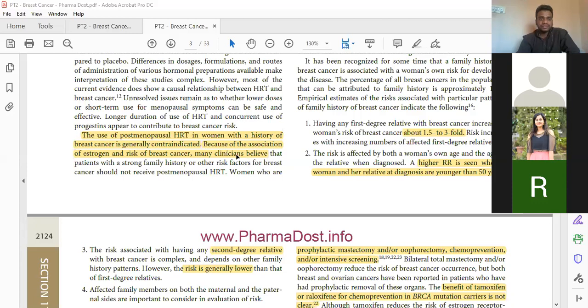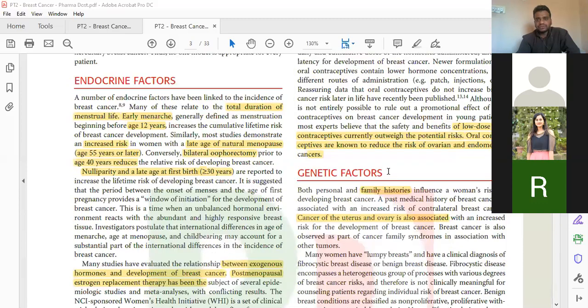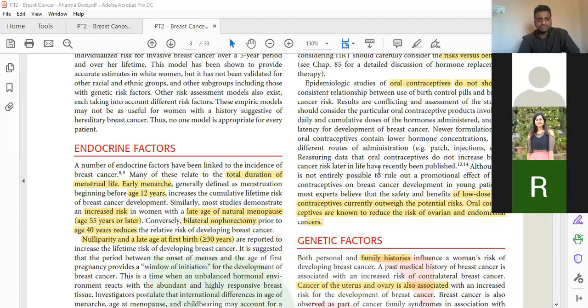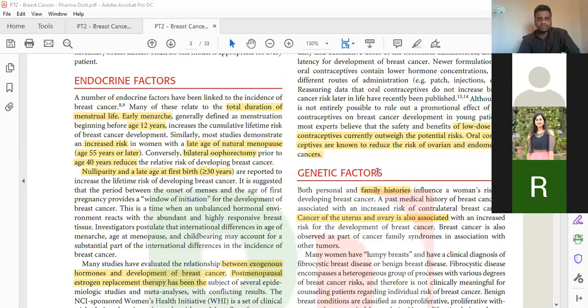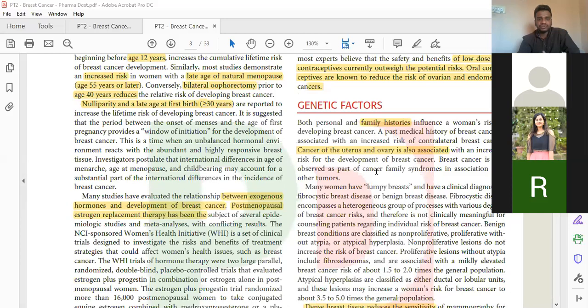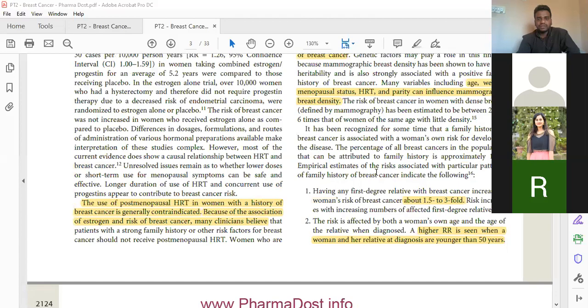Because this can make the breast cancer relapse again. The reason is that there is a strong association of estrogen and risk of breast cancer. Okay, so this was a brief about hormonal factors. Just keep noting the points. In the endocrine factors, we discussed menopause, menstrual life, nulliparity, late age at first birth, and HRT.